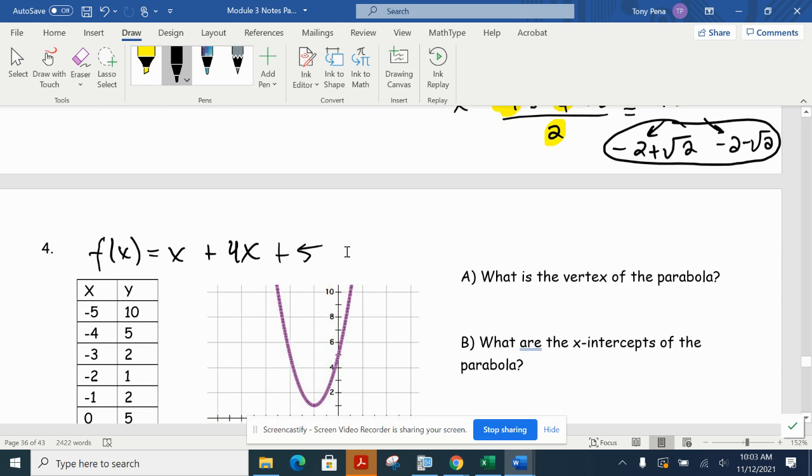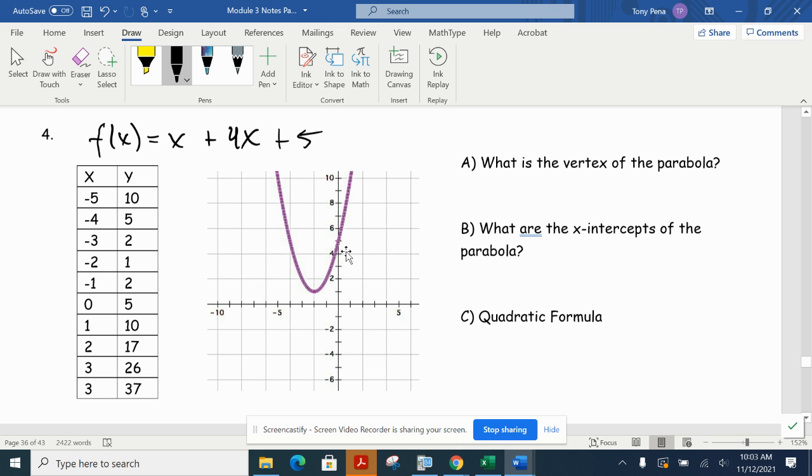All right, last little combination. Do 4. Go all the way through that one. So write the vertex if you can do it. Tell me what you think the x-intercepts are if you can do it, and then solve with the quadratic formula, and then see what happens here.